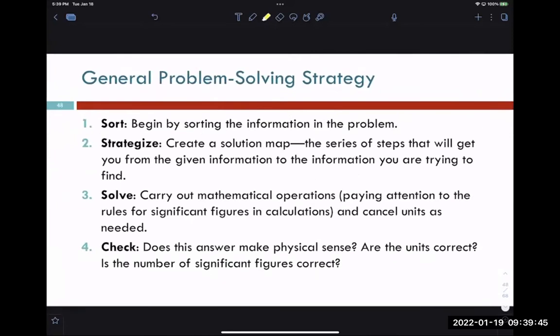Okay, so again, more generally, sort out your information: what you're given, what you're trying to find. Then you do the strategy where you do the solution map, and try to find which conversion factors you can even convert to and from. Then you solve it by carrying out the math. And finally, check and ask yourself, did I solve for the correct units? And does the magnitude make sense? Is it too big or is it too small? And then do the number of significant figures.